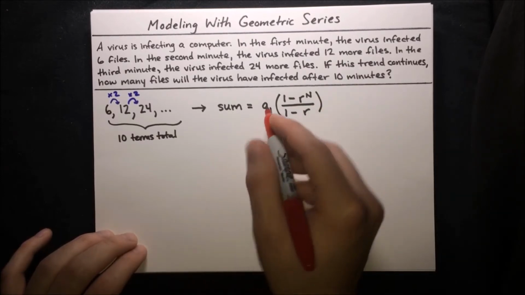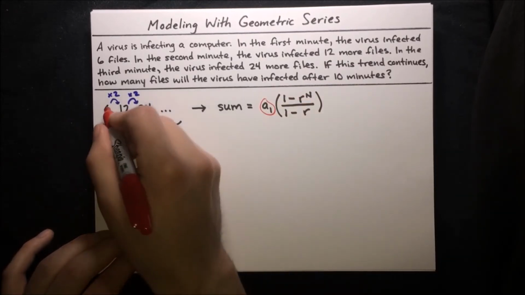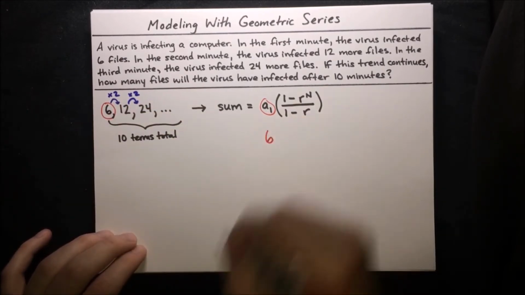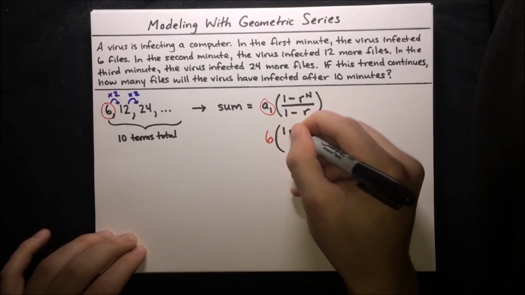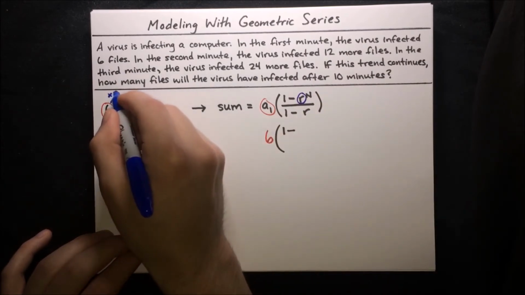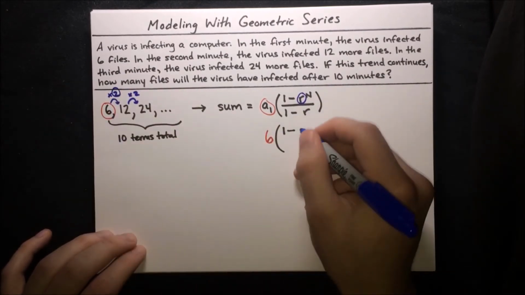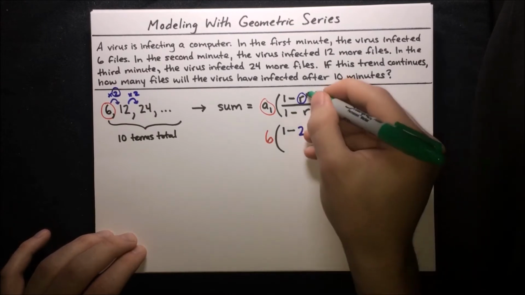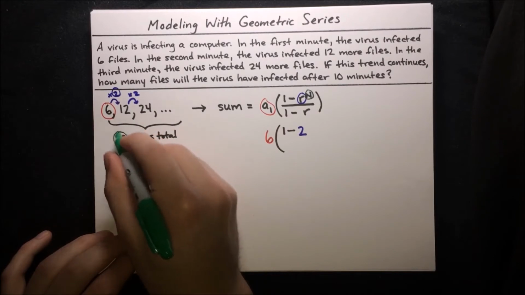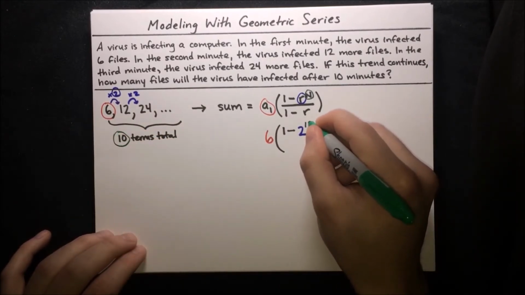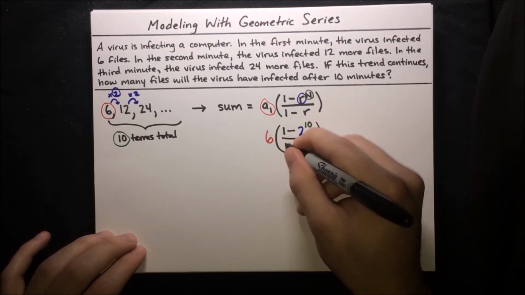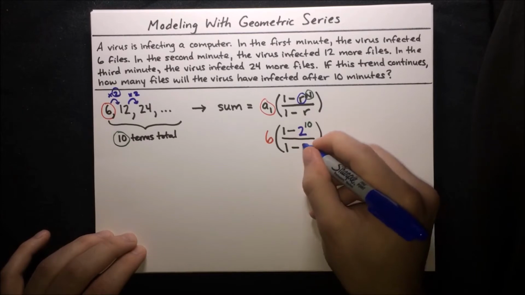Alright, so in this case, a1 is just 6, because that's the first term in the sequence. So 6 times 1 minus r to the n. Well, r, as we saw, is just 2, because that's what we're multiplying by every time. So 1 minus 2 to the power of n. And what's n? Well, that's just how many terms we're adding up. And we want to be adding up 10 terms, so n is 10. So 1 minus 2 to the 10th, that's over 1 minus r, so that's over 1 minus 2.